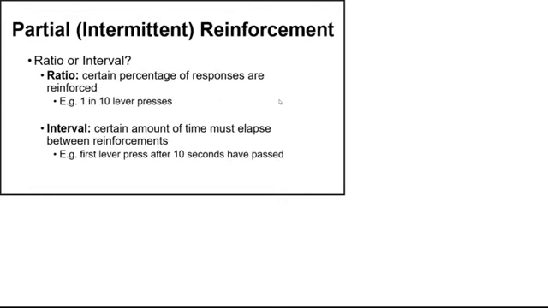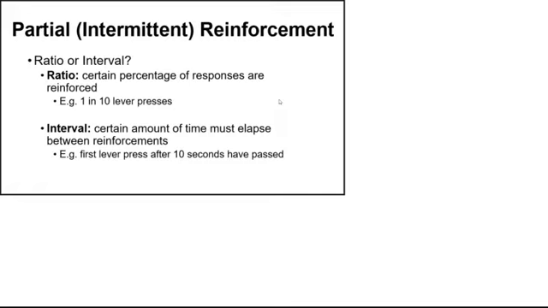Next we ask, is it ratio or is it interval? Basically, is it looking at number of lever presses, or is it looking at amount of time that has passed? Ratio is dealing with number of responses, so it might be reported as a percentage or specifically a ratio. So 1 out of 10 responses are reinforced. Usually we're going to say after a certain number of lever presses. That would be our ratio. And then for intervals, it's usually the first response after a certain amount of time has elapsed. So maybe the first lever press after 10 seconds or after 10 minutes or whatever interval we choose.